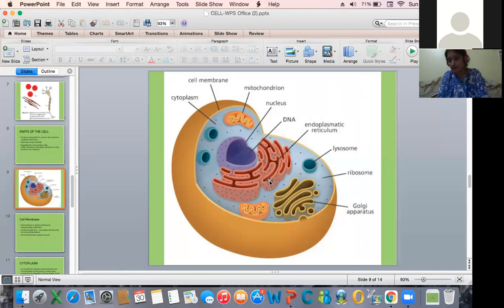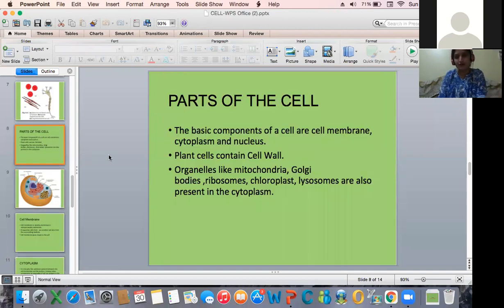Apart from these organelles, there are other organelles also which are found in some of the plant cells. That we will study when we talk about plant cells. But basically every cell of every organism will have a cell membrane, a cytoplasm, and a nucleus. These three things are present in a cell. So the different parts of the cell are the cell membrane, the cytoplasm, and the nucleus.